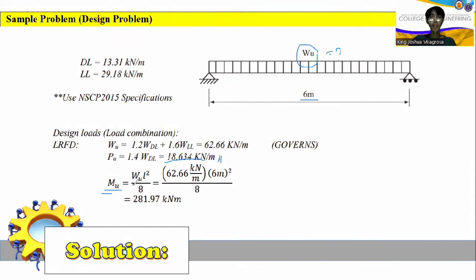So yung ultimate moment natin is equal siya sa WU multiplied by length squared over 8, which is kapag sinubstitute natin yung mga given values, makukuha nating ultimate moment is 281.97 kilonewton.